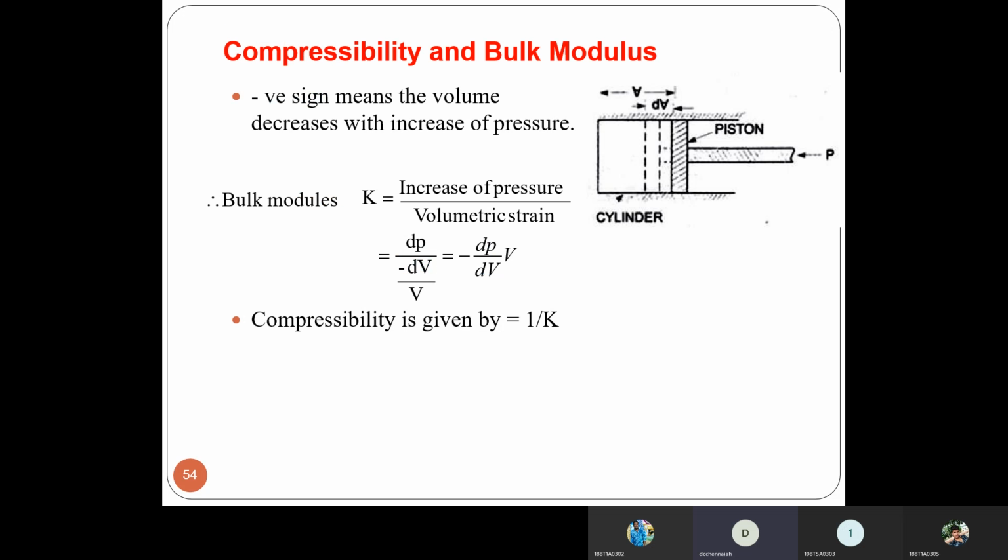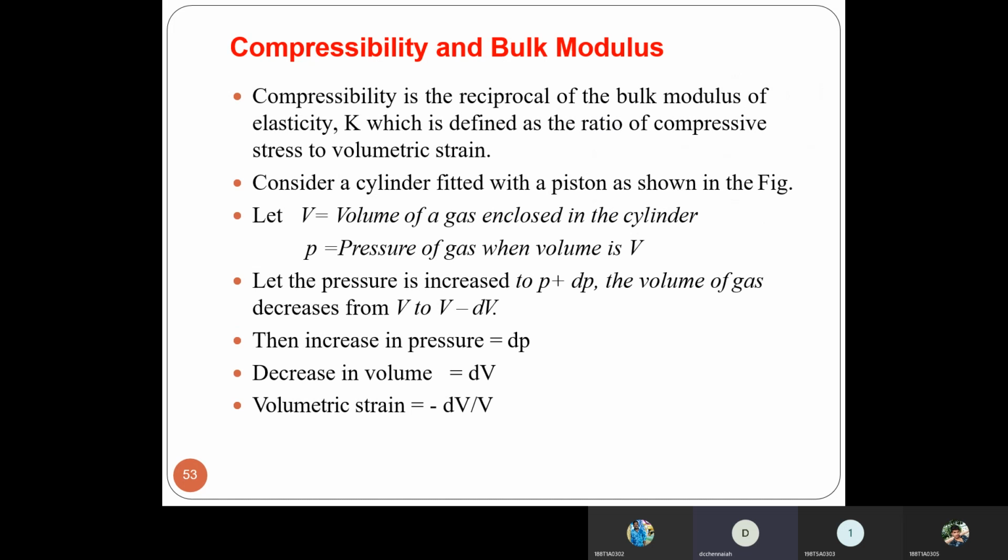Compressibility and bulk modulus. Compressibility is the reciprocal of the bulk modulus of elasticity K, which is defined as the ratio of compressive stress to volumetric strain.